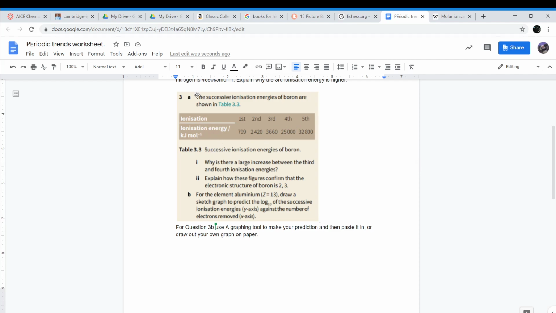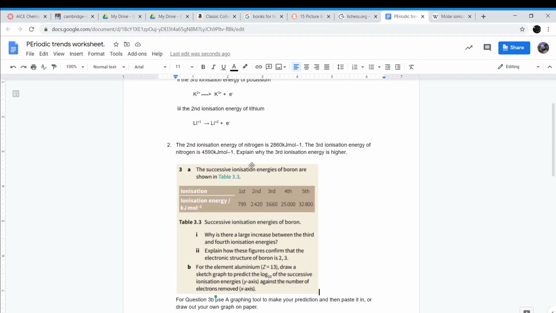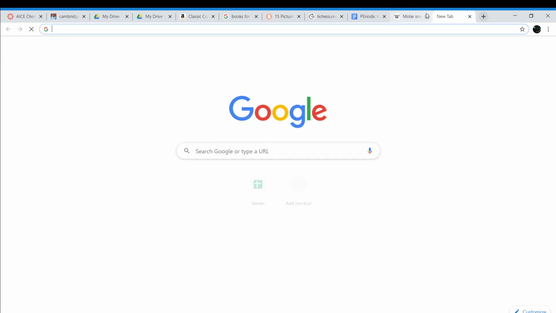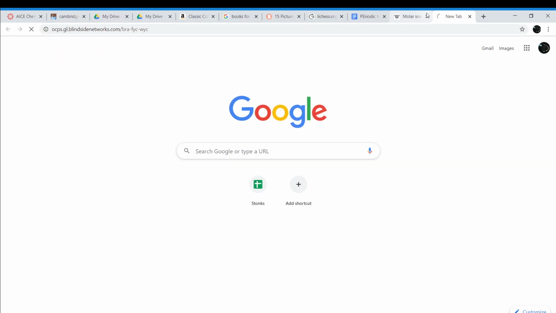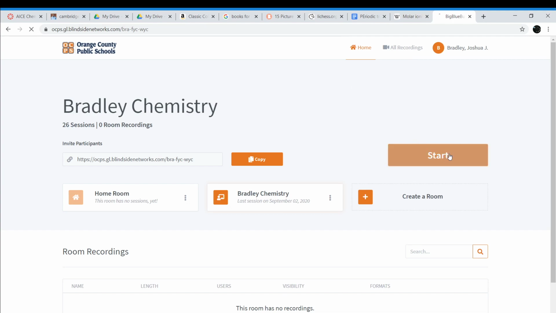All right, so the next one is asking us: the second ionization energy for nitrogen is 22,860. The third ionization energy is 4,900 or 4,590. Explain why the third ionization energy is higher. Okay, and this is one that really goes back to... oh shoot, I have to open up BBB. One second here. This is the only program that I know that works really well with this.